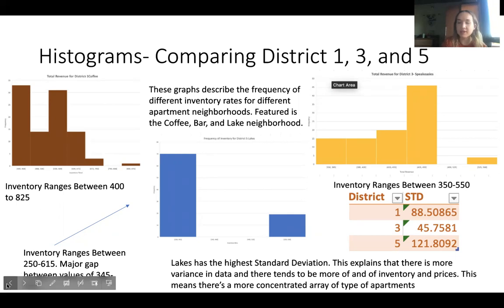Then by calculating the standard deviation of each compared neighborhood, Lakes has the highest standard deviation, and this explains that there is more variance in the data and there tends to be more of an inventory and prices for different types. So that means there's a more concentrated array of types of apartments. What shows with our graph over here is that on the lower price end, there's more apartments available whereas as it gets more expensive, there's less. So if a renter is trying to save money and get an apartment with lower rent, they're going to have more opportunities in the Lake District.